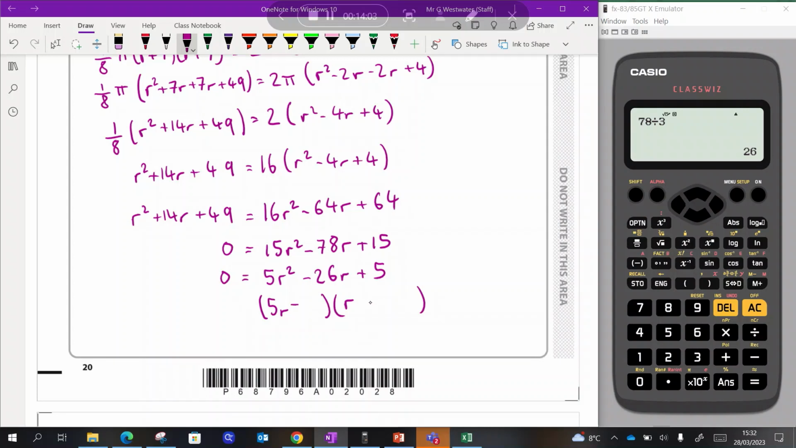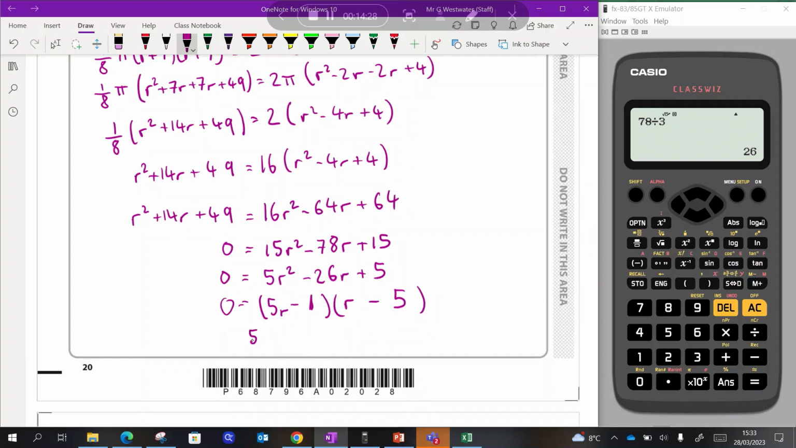Has to be negative, negative, because that's the only way to get a negative in a sum and a positive product. And to get 26, I want to do 5 times 5. So that's going to be that expansion, leaving the 1 here. So that's minus 25r minus another r to get that 26r here. But if you're not confident with that, you can still use the quadratic formula.